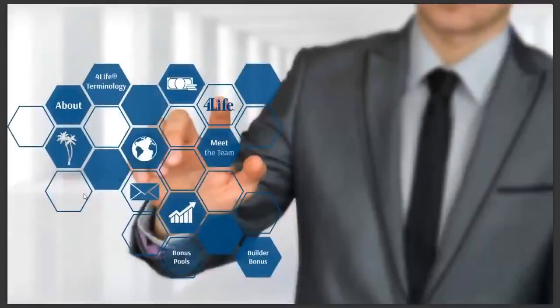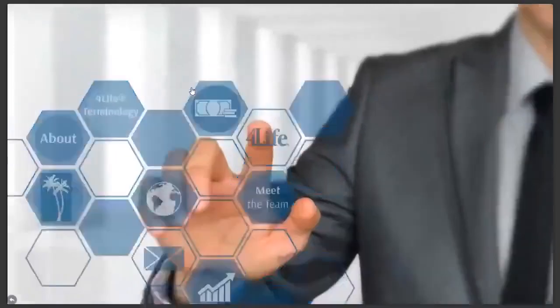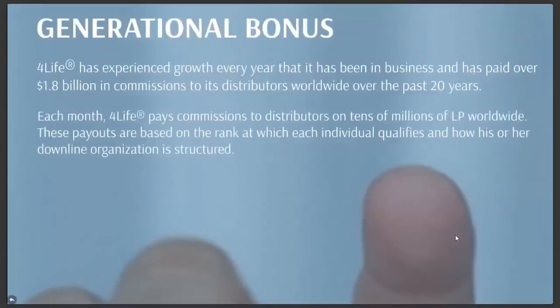Awesome. So now that we've covered some of the terminology, I think you guys are ready to dive into the compensation plan. So let's go ahead and get started with that. 4Life has experienced growth every year that it's been in business, and we've actually paid over $1.8 billion in commissions to our distributors worldwide over the last 20 years, which is amazing. And every single month, actually, 4Life pays commissions to distributors on tens of millions of LP worldwide. And these payouts are based at the rank at which each individual qualifies.